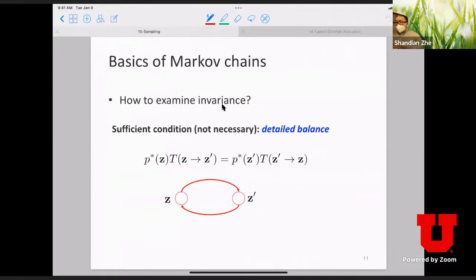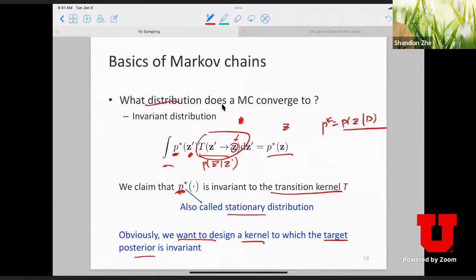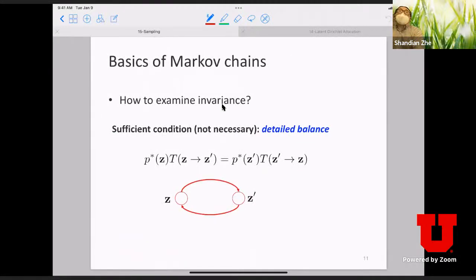To design a transition kernel such that the true posterior is invariant, we need to examine if it's indeed invariant. Following the naive definition, which is intuitive, it's not very easy to verify if Z is a high dimensional sample, because this integral is again hard to compute. So people come up with different ways to examine invariance.